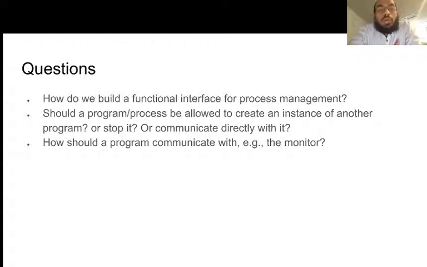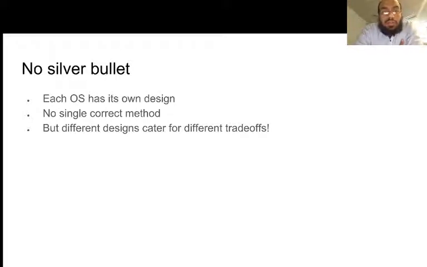Then how should the program communicate with, for example, your screen, your monitor? How should it communicate with your hard disk, and so on? This is basically what this course is mostly about. There is no silver bullet to do this. Each operating system has its own design. We're going to try to cover some generic design patterns for operating systems. But yes, you can come and say, oh, Mac OS doesn't work that way, or Windows does not work that way. Yes, sure, because it is a different operating system.